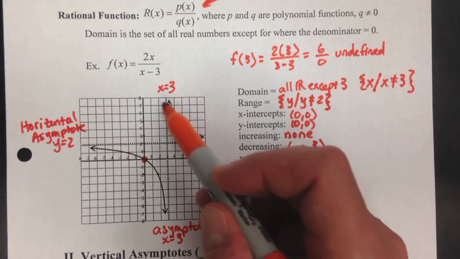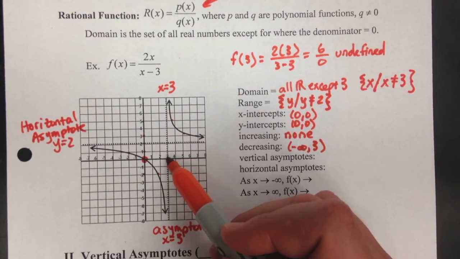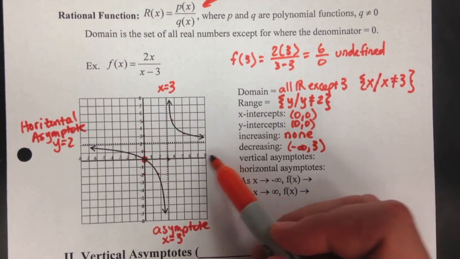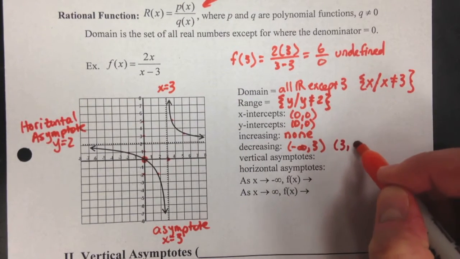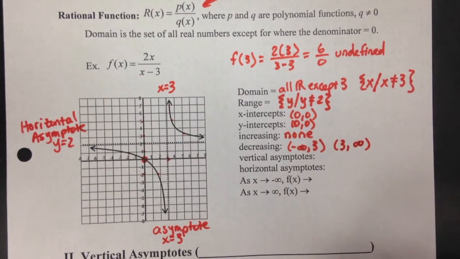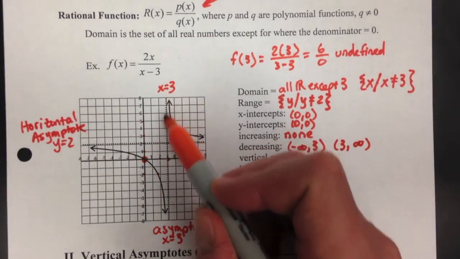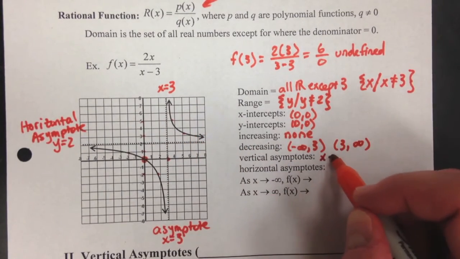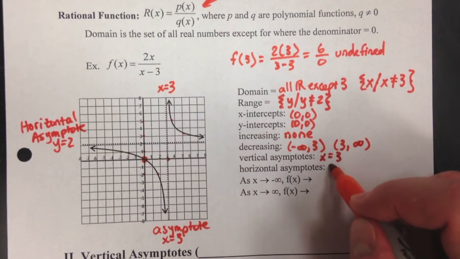The other part where that's happening, though, is up here. So that section, all of this is decreasing. So from an x value of 3 all the way to positive infinity. So also (3, infinity). Vertical asymptotes. Well, the vertical asymptote is x equals 3. The horizontal asymptote is y equals 2.